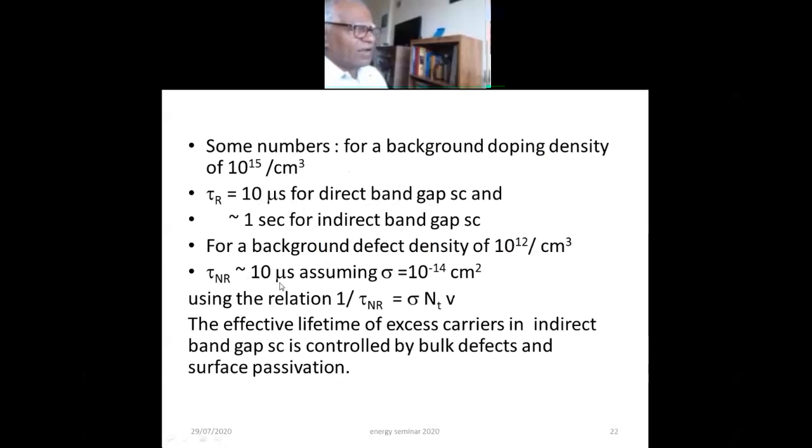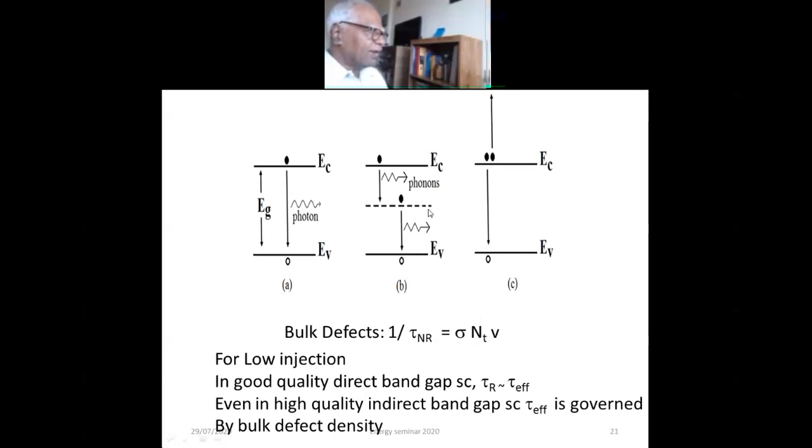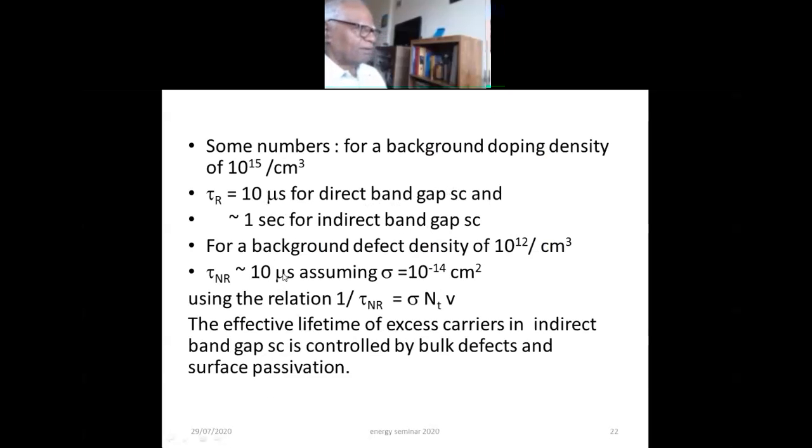So if you assume 10 to the 12 defects per centimeter cube, that tau nr, that was this channel, becomes 10 microseconds. So you can see, if you have an indirect bandgap material, and it takes 1 second for the electron to recombine radiatively, but only 10 microseconds through defects, all the traffic will be through defects. And so in indirect bandgap materials, controlling these defects becomes extremely important. Okay?